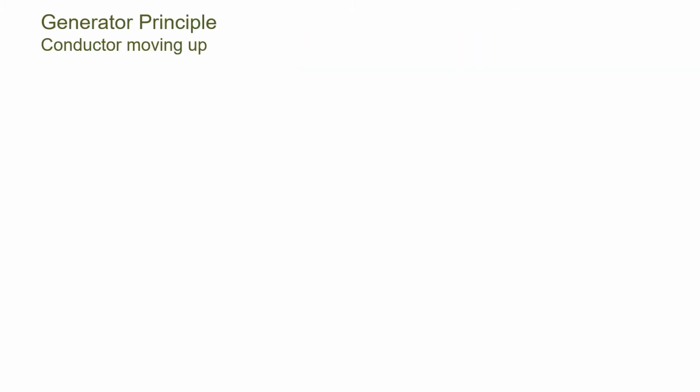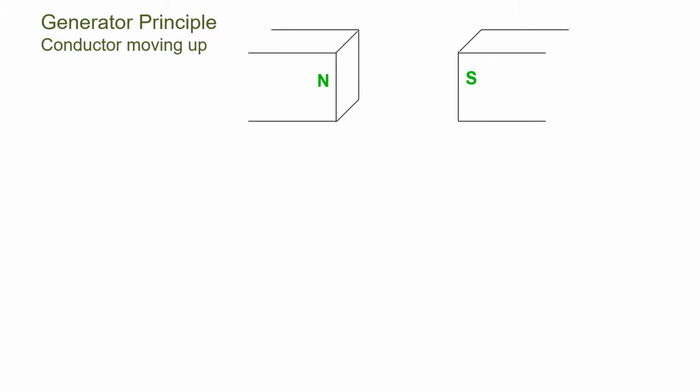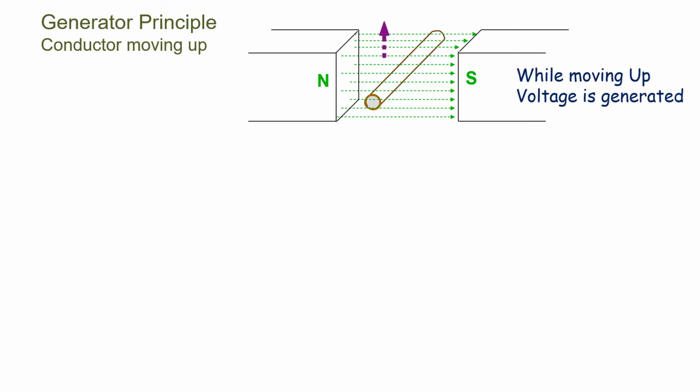Let us understand the generator principle for a case where the conductor is moving up in the magnetic field. We have N and S poles between which the magnetic field lines are oriented towards right. Place a conductor in the magnetic field and move it upwards. While moving up, the voltage is generated in the conductor and current flows.